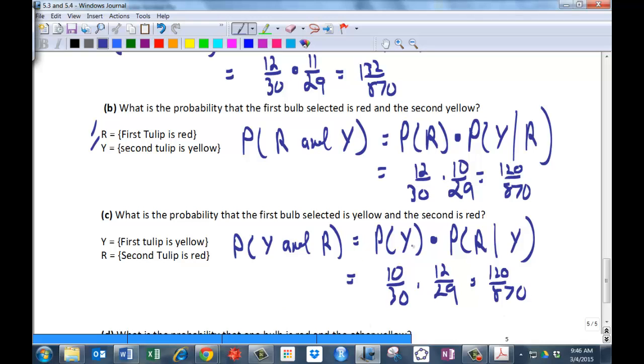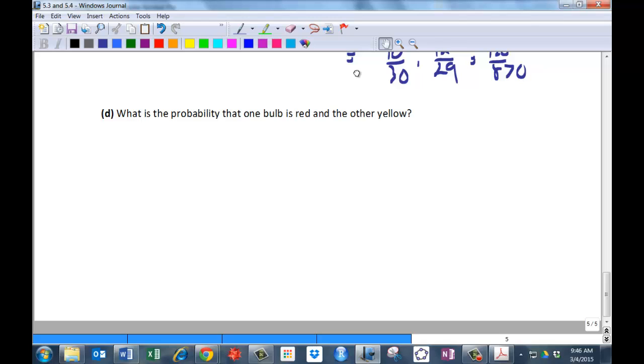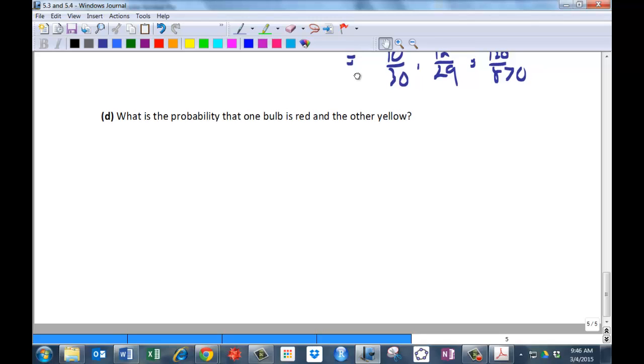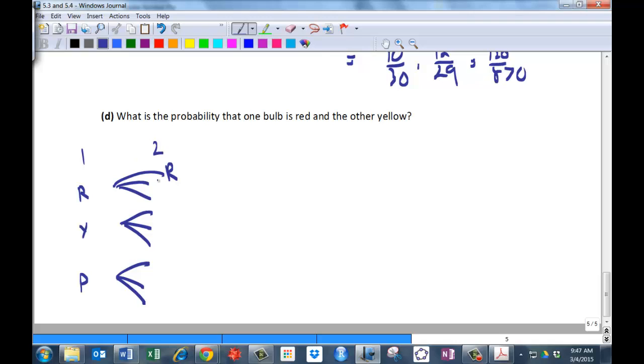Okay, and then the last one. What's the probability that one is red and the other is yellow? So again, this is where you want to draw the tree diagram on this one. So the first one and the second one. So you can have a red, a yellow, or a purple. Here, red, yellow, or purple, and so on for each branch.